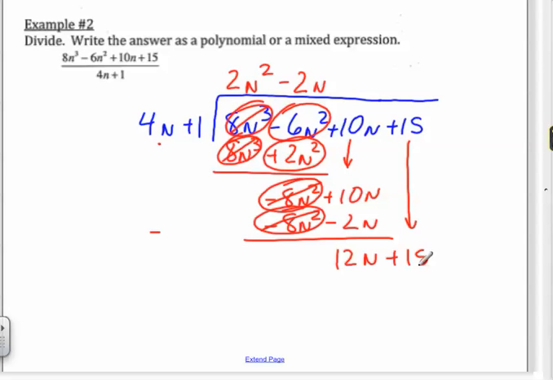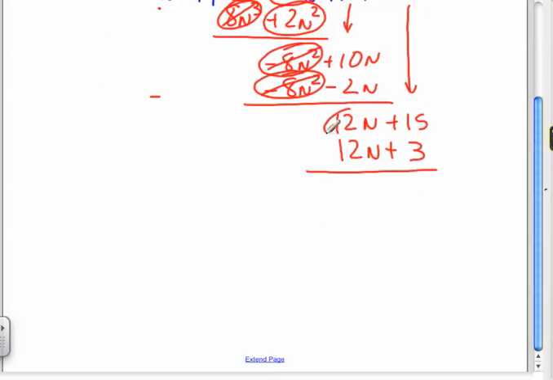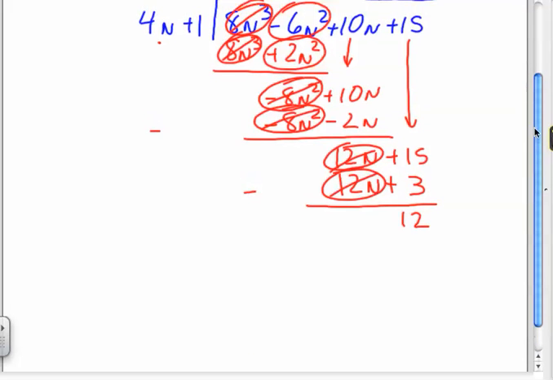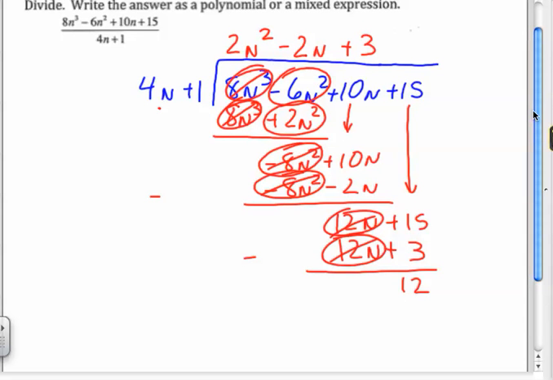Okay? Now, 4n times what gives me 12n? Well, 3. 3 times 4n is 12n. 3 times 1 is 3. And I subtract. 12n minus 12n cancels. 15 minus 3 is 12. So my answer, and I'll go back up to the top, my answer is going to be 2n squared minus 2n plus 3 plus 12 over 4n plus 1.